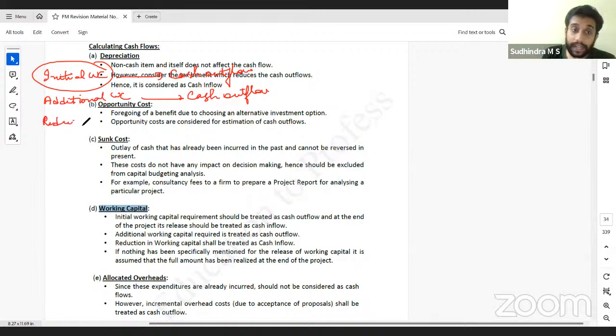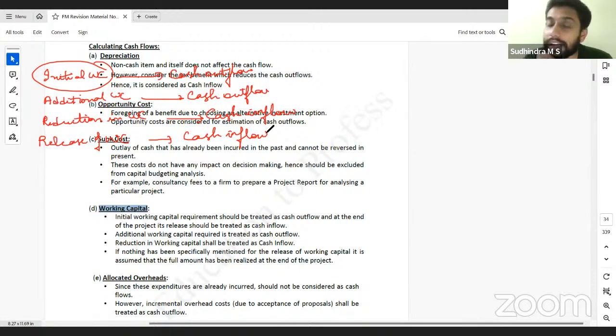Then you have reduction in working capital. Reduction in working capital will be considered as cash inflow, because increase in working capital is cash outflow, so reduction in working capital should be cash inflow. And at the end of the project, release of working capital, whatever you have invested, will also be cash inflow. Is that clear? Yes, sir.